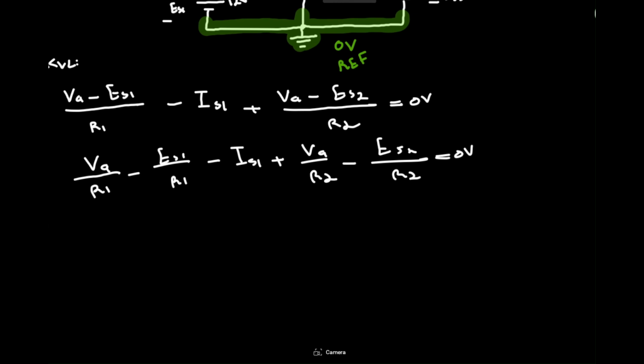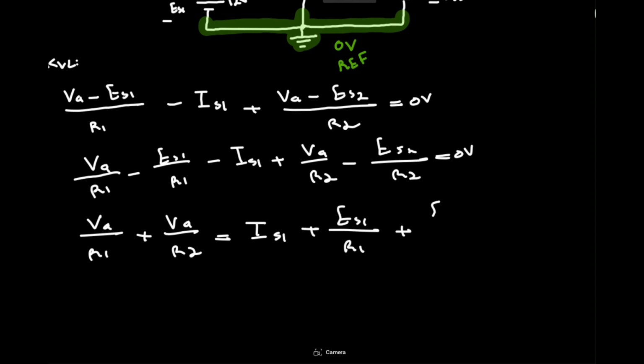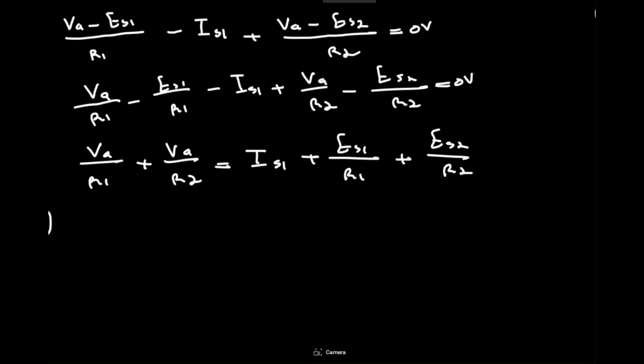Now the third line should look like this. VA over R1 plus VA over R2 equals positive I source 1 plus E source 1 over R1 plus E source 2 over R2. This is perfect. Now you have that. Just factor out the VA since that's what you're solving for. If you factor out the VA, you're left with 1 over R1, which gives you the inverse of R1, just to the negative 1, which gives you the conductance of it.